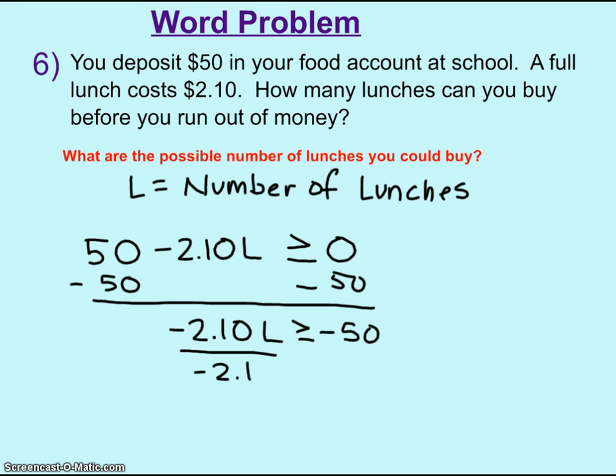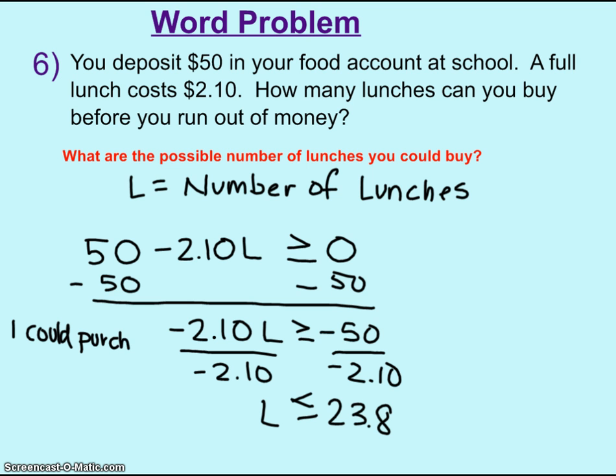Dividing by negative 2.10 gives me L is less than or equal to 23.8. Now, if you notice, I changed the arrow because I ended up dividing by a negative. And what this tells me then is that I could purchase 23 lunches or less before running out of money.